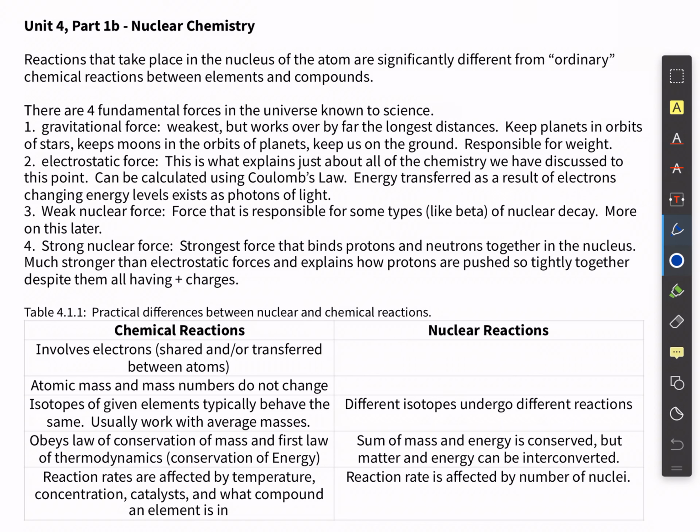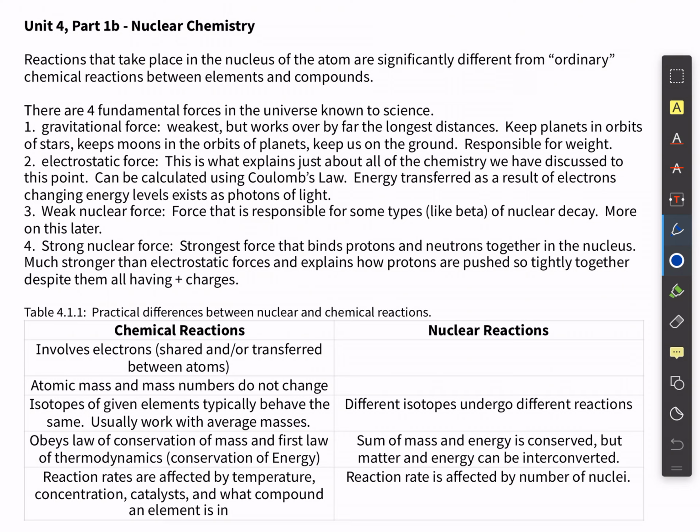This is Chem 112, Unit 4, the second half of Part 1, and this is on nuclear chemistry. Nuclear reactions take place in the nucleus of the atom, and they're significantly different from the ordinary chemical reactions that we've studied throughout first and second semester Gen Chem. We're not so interested in the electrons anymore.